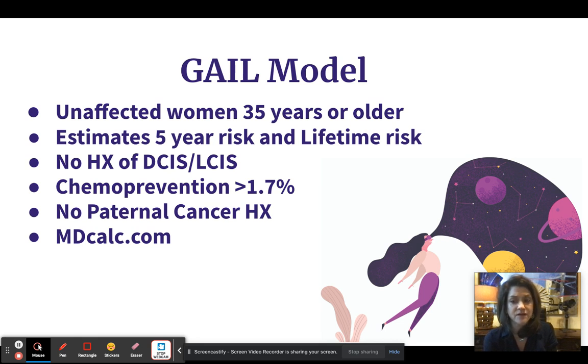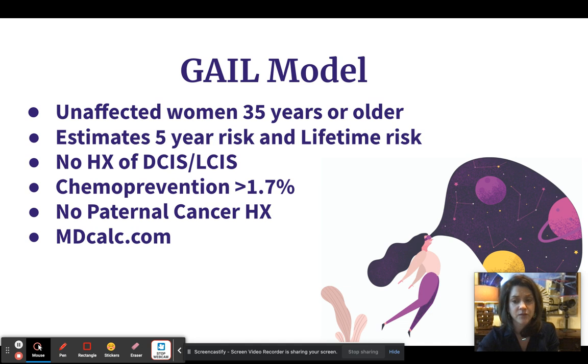This tool can be used if you have a maternal history only, and your patient hasn't had any biopsies of DCIS or LCIS. You can also use this when patients have atypia on their biopsy to decide if they need to be referred to medical oncology for chemoprevention, which would be a SERM or an AI, depending on your patient's age. Anyone greater than 1.7% of a 5-year risk should be referred to medical oncology to consider chemoprevention.